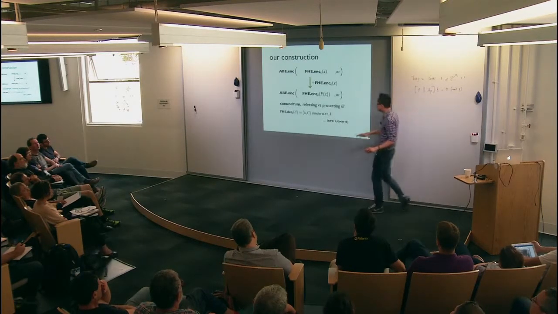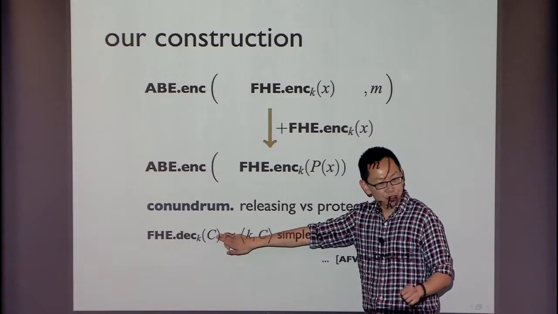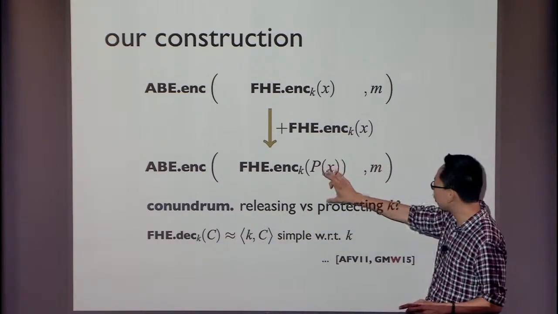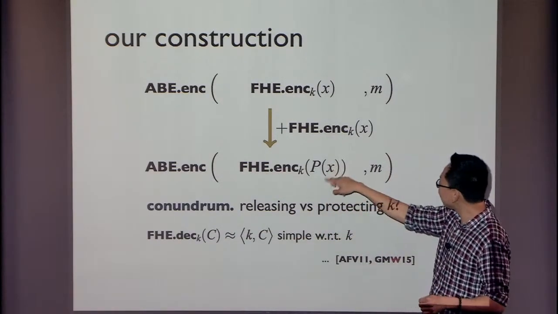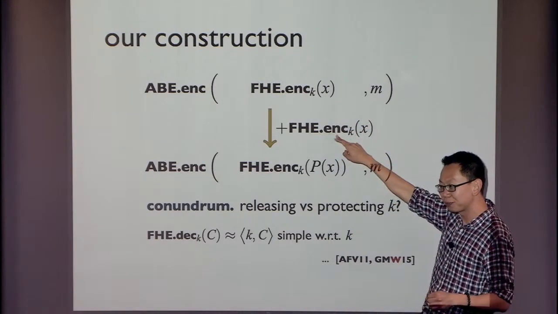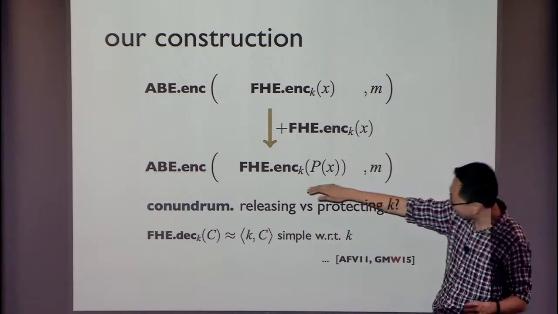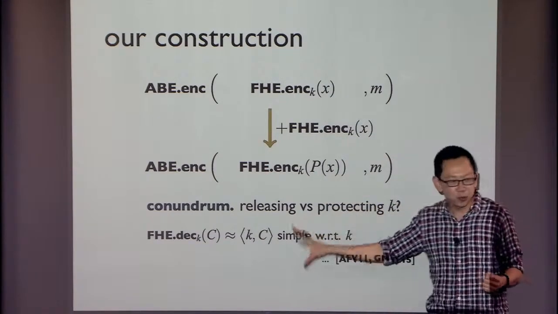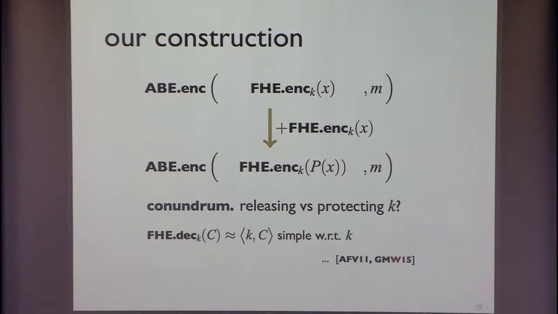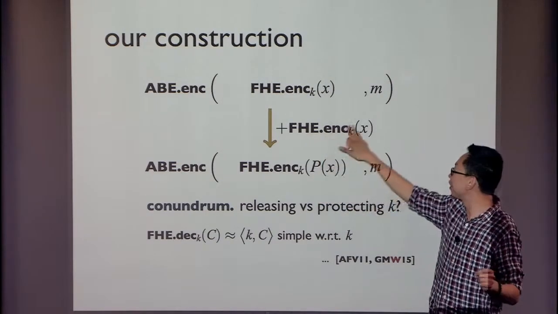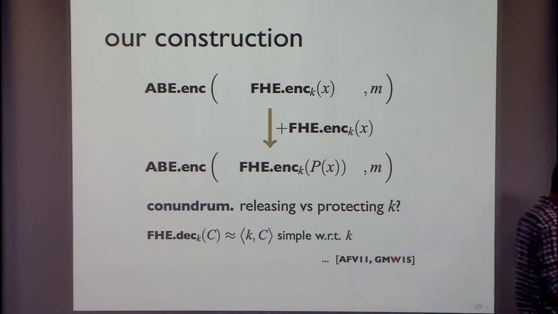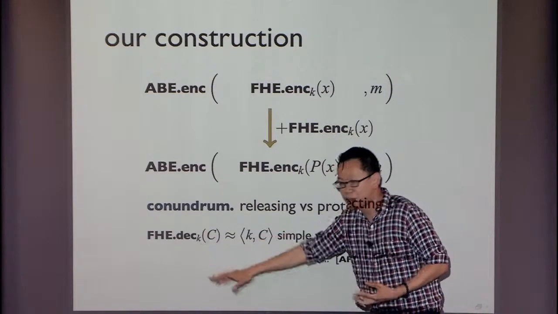Now the computation on K is FHE decryption. So what we want to do is use K to decrypt this FHE ciphertext. And the ciphertext is something that you can also compute yourself. Given the FHE encryption of X, you can compute the FHE encryption of P of X. So really, the thing that you're trying to compute on and keep private is the FHE secret key.